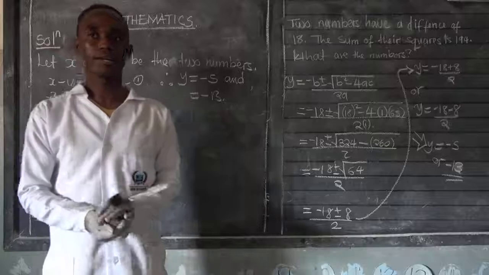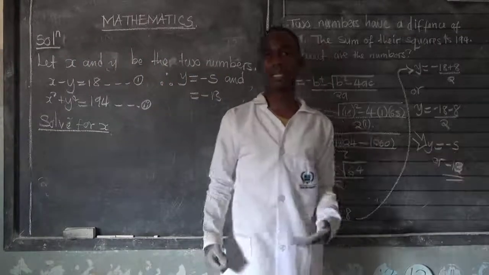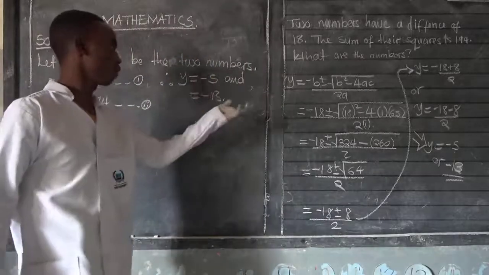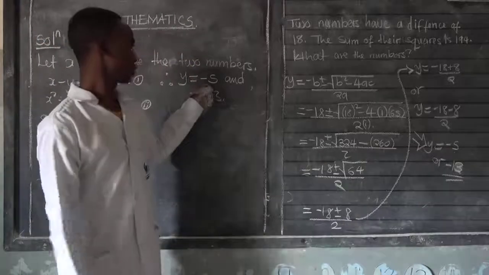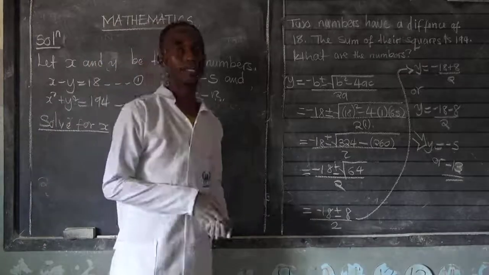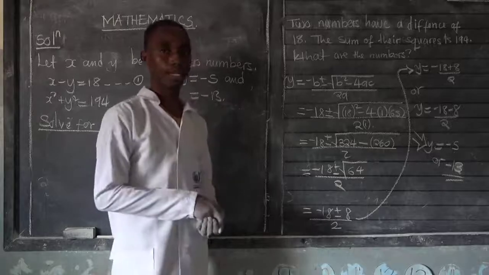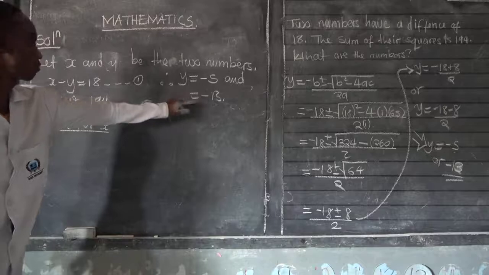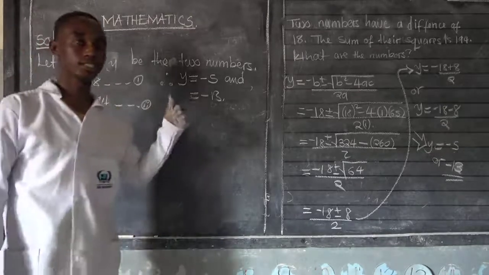Now, based on the two values of y, let us solve for x. We have that y is equal to negative 5 and also y is equal to negative 13. We are going to test for each case what x is. So we are expected to have two values of x. How are we going to obtain those two values of x? We use these two values of y in either of the two equations. I'll go for equation 1 because it is easier to use.